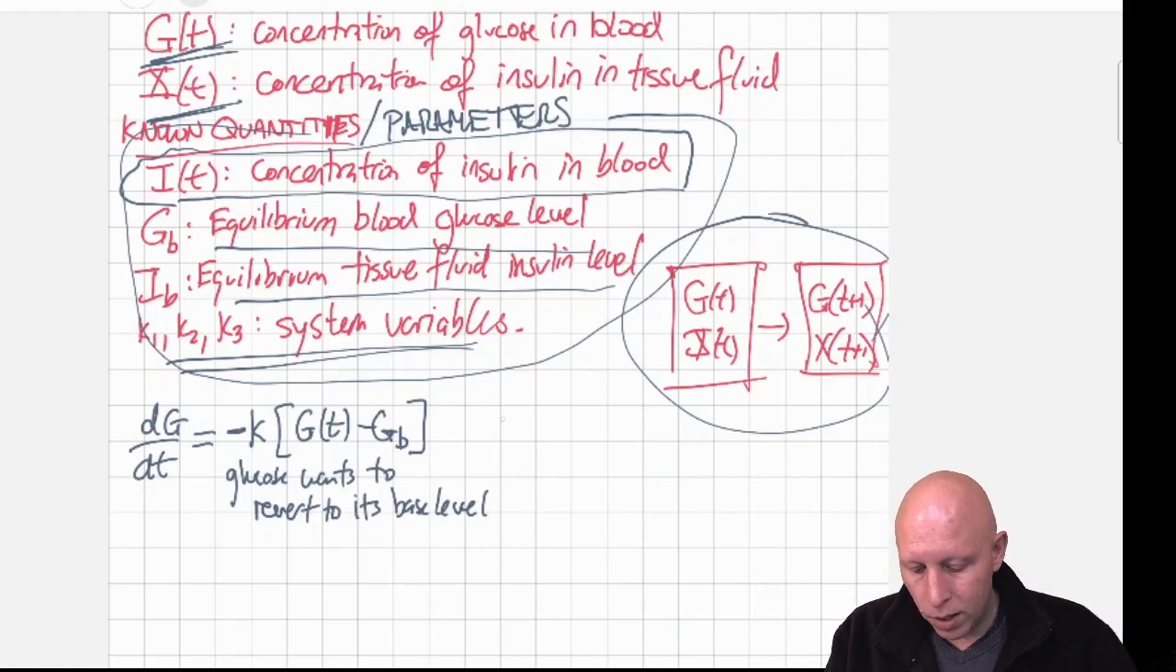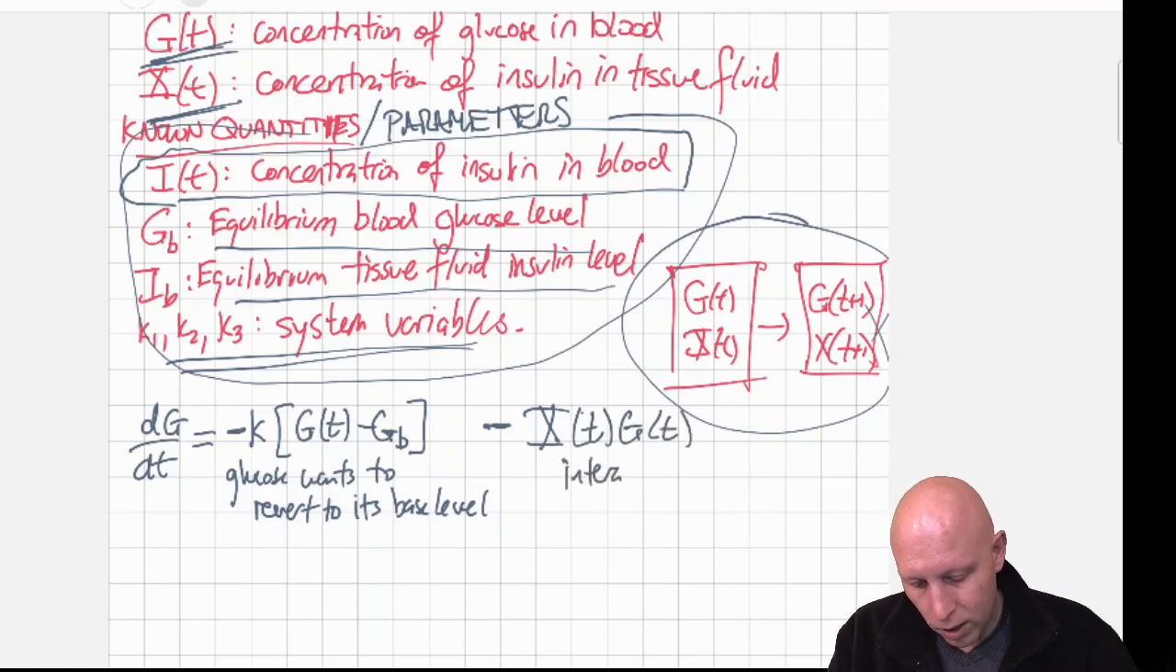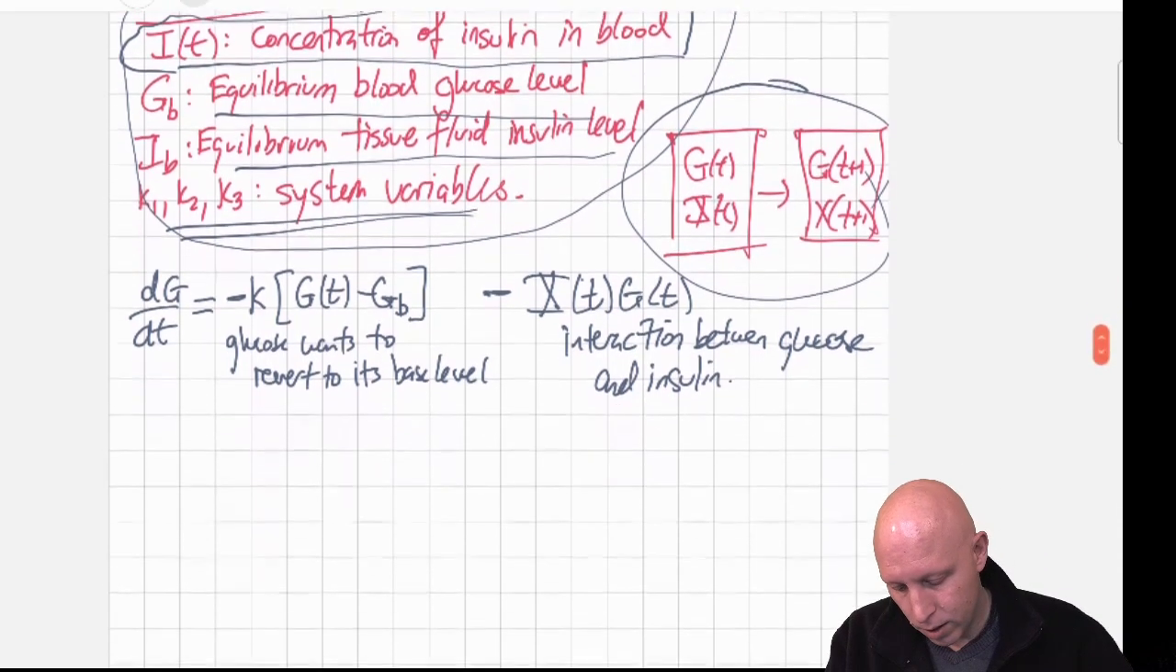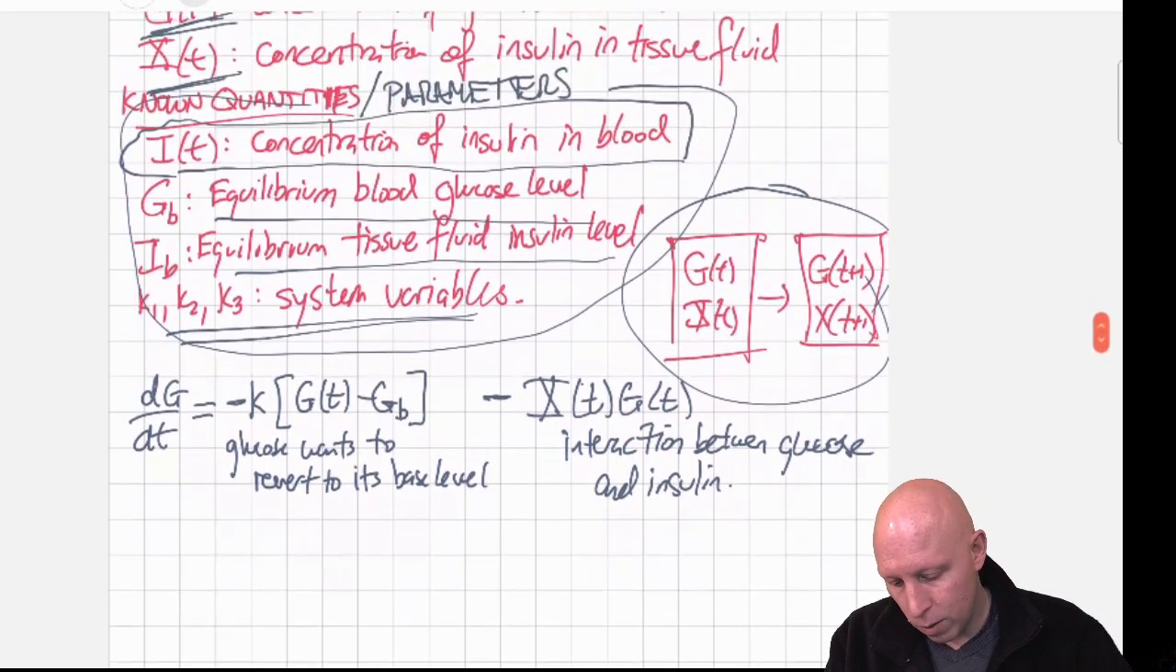But then there's the interaction between the glucose and the insulin: x of t times g of t. This is the interaction between the glucose and the insulin. Basically, if x or g or both are large, then the glucose is going to go down. So that's the first equation.